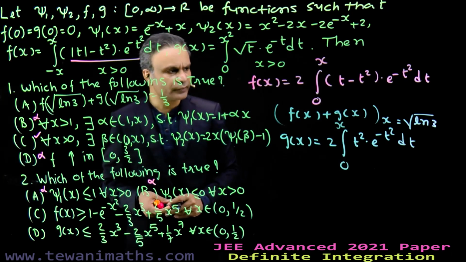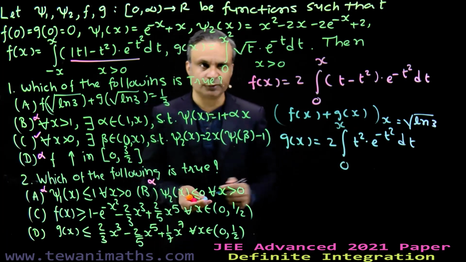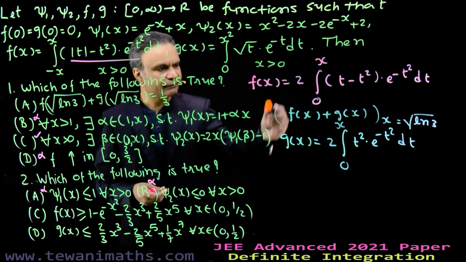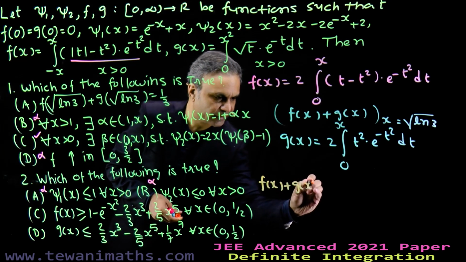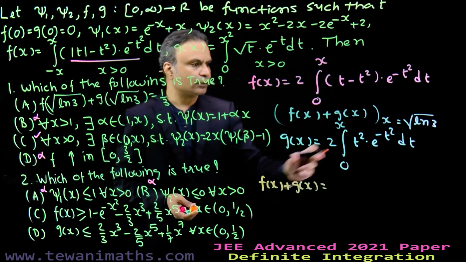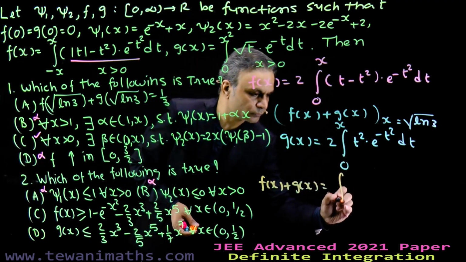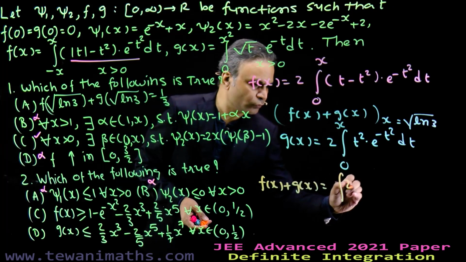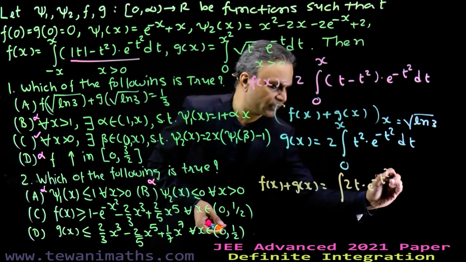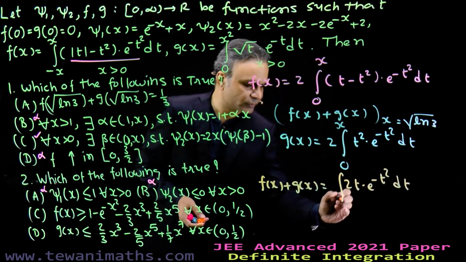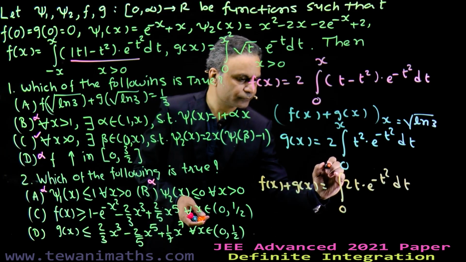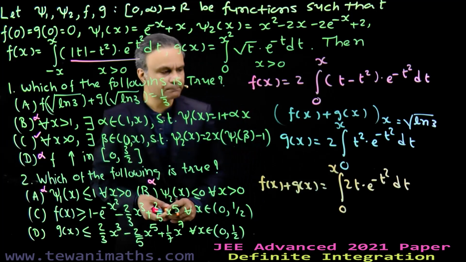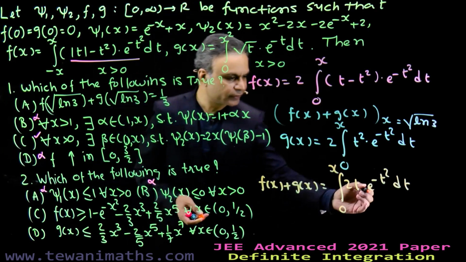Replace t with t square, we find g(x) is equal to this. Now we add f(x) and g(x), we get f(x) plus g(x) is equal to the integration of 2t e^(-t²), having lower limit 0 and upper limit x. Next we can integrate this.